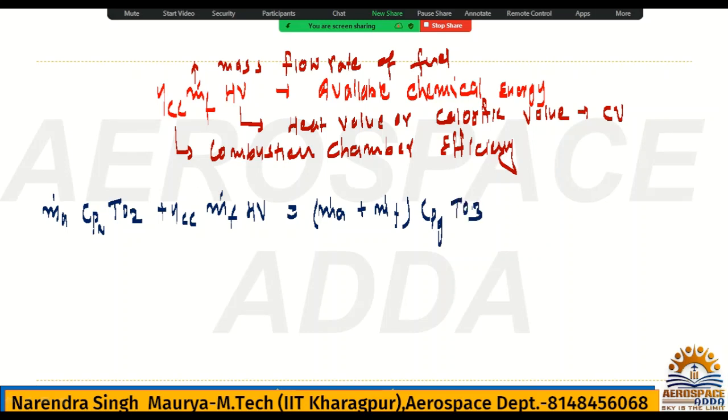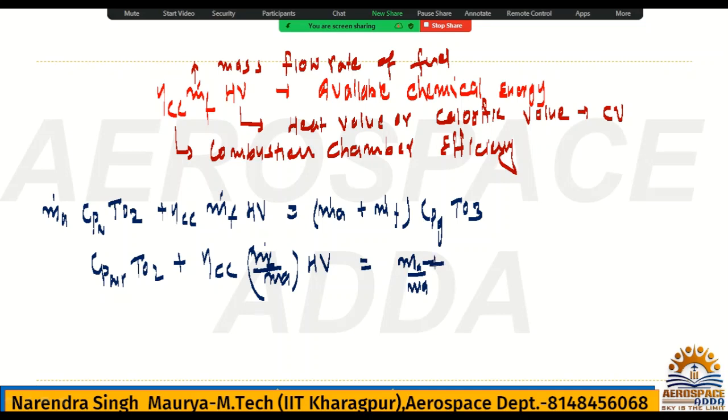What you do is divide by the mass flow rate of air. So what you will have? Cp of air T naught 2 plus eta cc m dot f by m dot a, heat value, equals m dot a by m dot a plus m dot f by m dot a. Here also I can write m dot a by m dot a. Both sides you have divided by m dot a. Cp of gas into T naught 3.